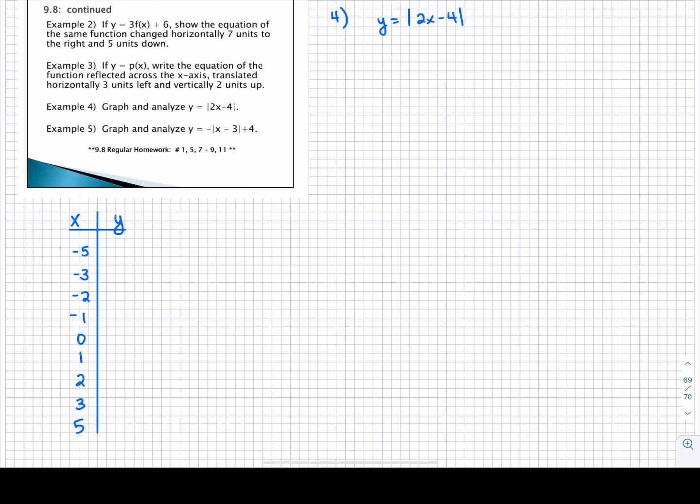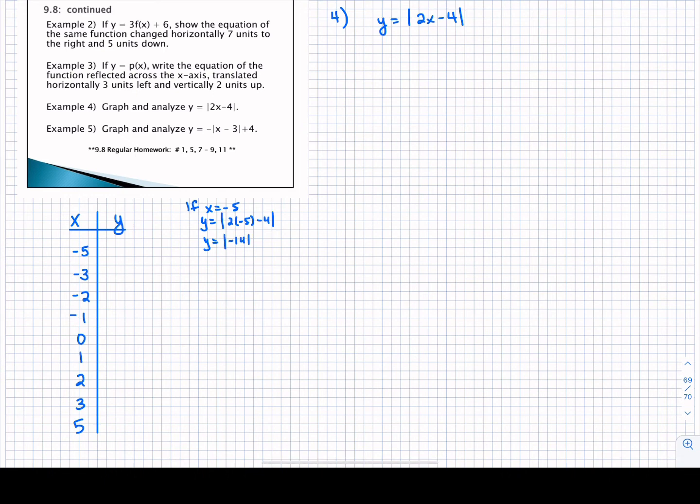So my job now is to find the y values for each of those corresponding points. So once again, we're dealing with absolute value symbols. So if we start with x is negative 5, then essentially the equation we're looking at is y equals the absolute value of 2 times negative 5 minus 4. So we need to work this from the inside out. 2 times negative 5 is negative 10, minus 4 is going to be negative 14.